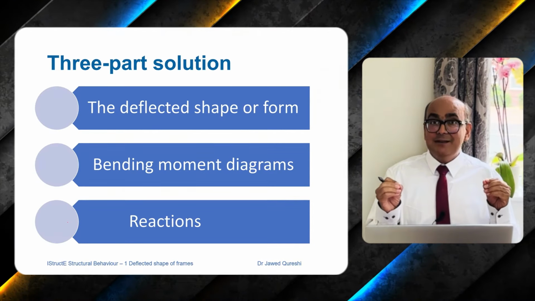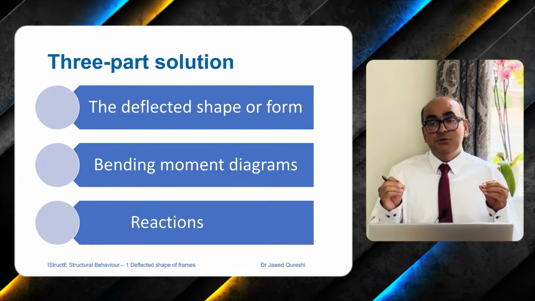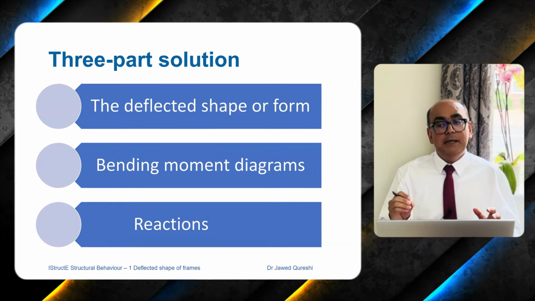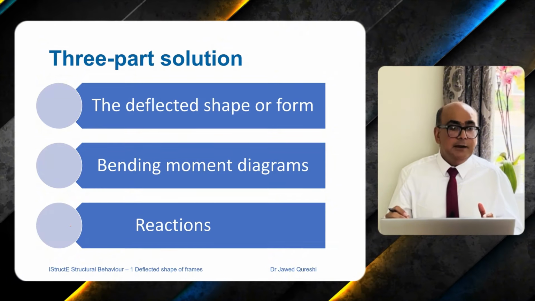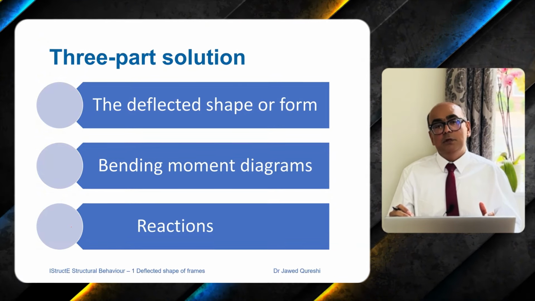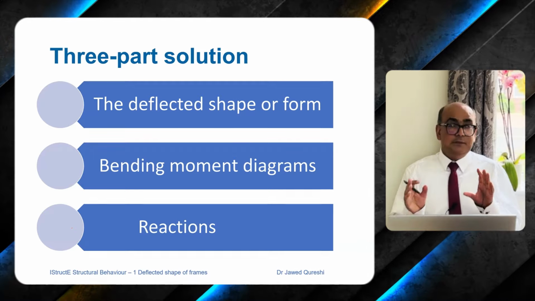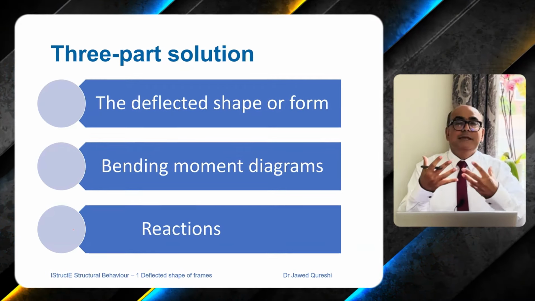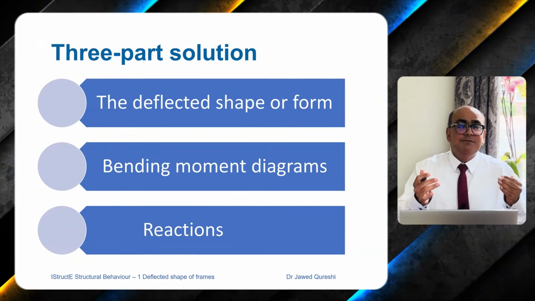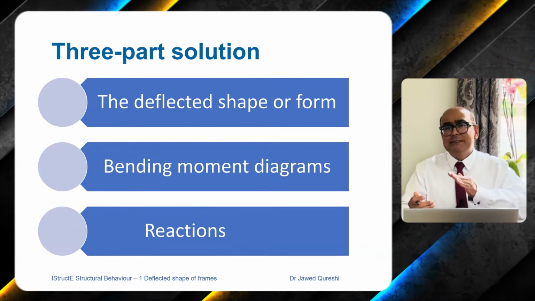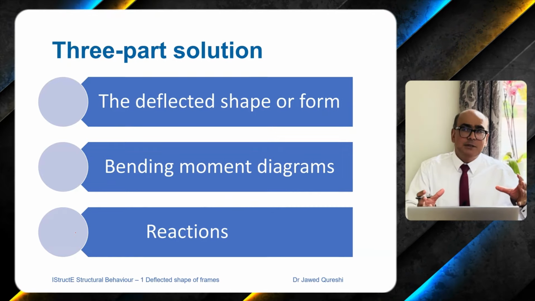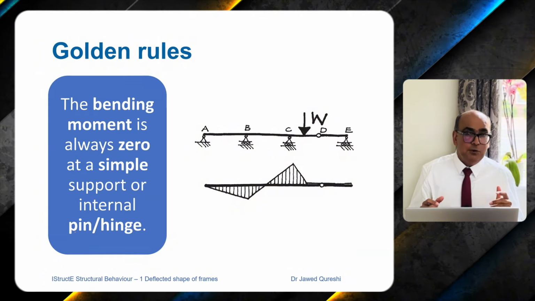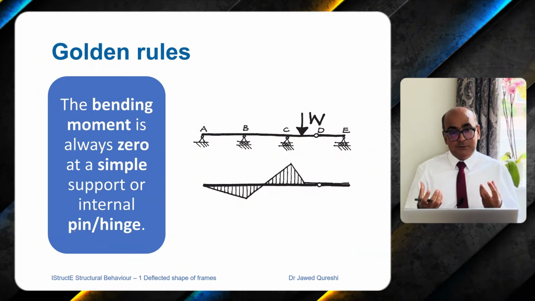For qualitative analysis, the solution is three-part. First is the deflected shape or form, and then you draw the bending moment diagram, and then you come up with reactions, at least the direction of reactions. In this way, you will be able to understand the behavior of the structure without overly relying on computer software. Now, there are certain golden rules that you need to follow to come up with solutions.